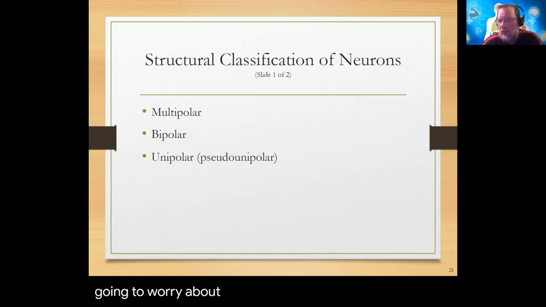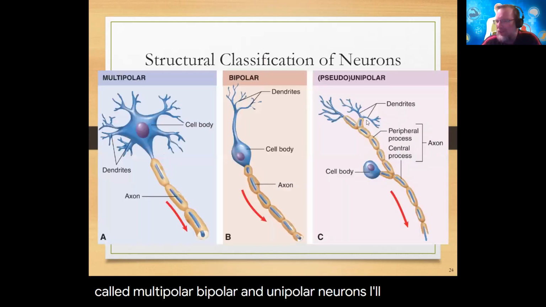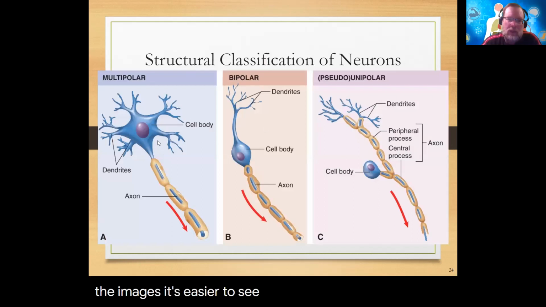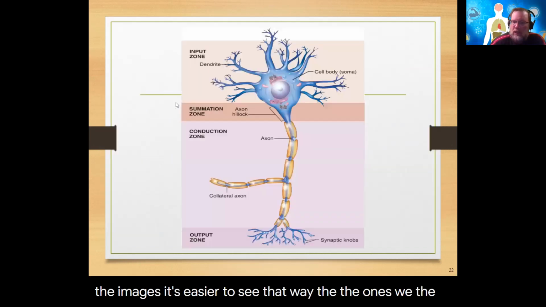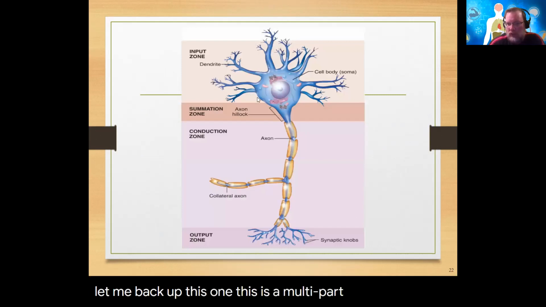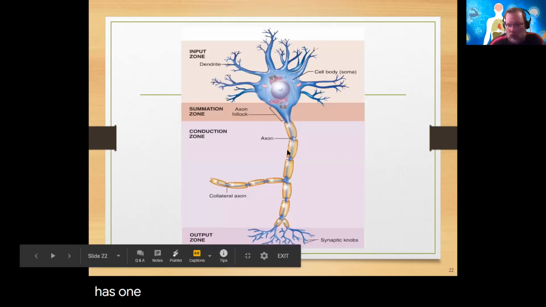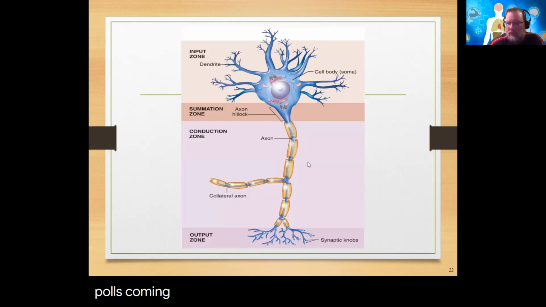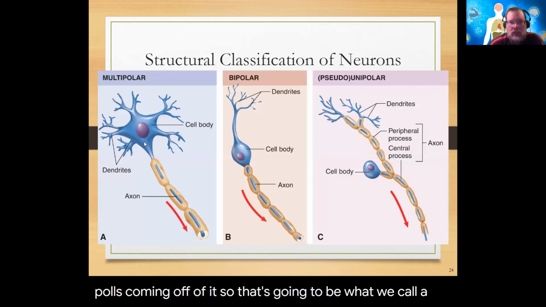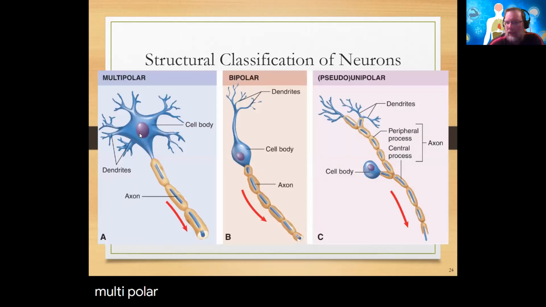We're not going to worry about this again too terribly much. We do have different types of poles, if you will. We have what are called multipolar, bipolar, and unipolar neurons. I'll pull up the images. It's easier to see that way. Let me back up. This is a multipolar. You can see it has one pole. The axon is a pole. Then it has all of these other poles coming off of it. So that's going to be what we call a multipolar neuron.